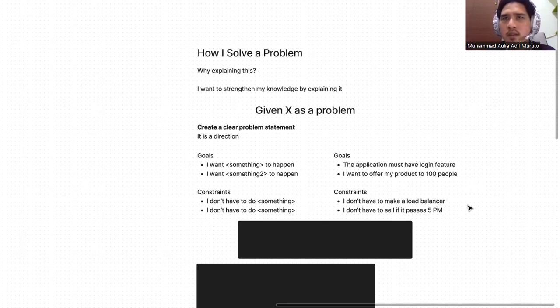As for the constraints, I don't have to make a load balancer. It is a thing that I won't do. And I don't have to sell it if it passes 5 p.m. Yeah, it is also a thing that I won't do.